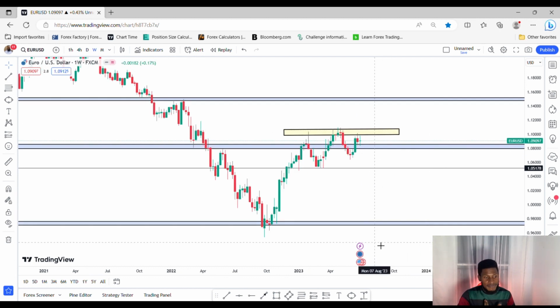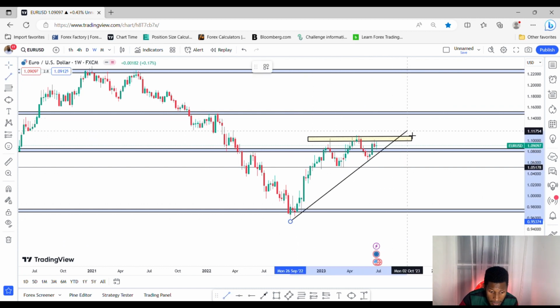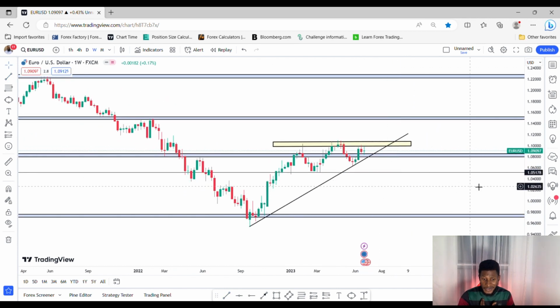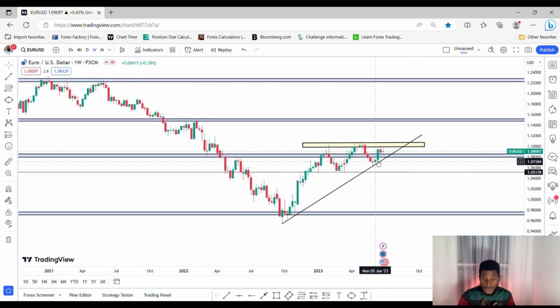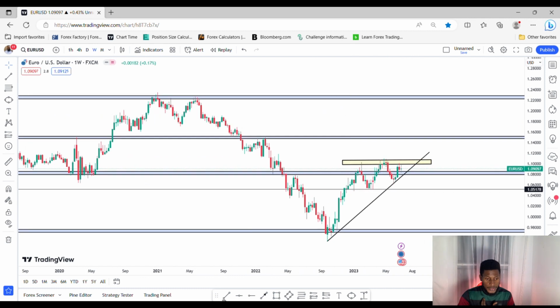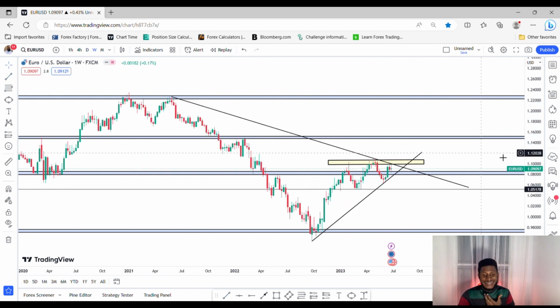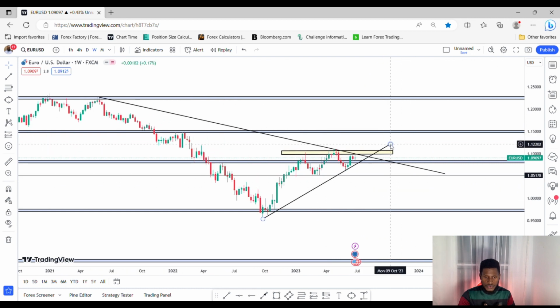But what exactly is my bias on the Euro USD? Like I said, if we put our trend line here on the weekly time frame, we can say that we have Euro USD trading right above our trend line. However, if we also draw a trend line here on the weekly time frame, we can see that Euro USD is a downtrend. However, let me confirm with more tools.